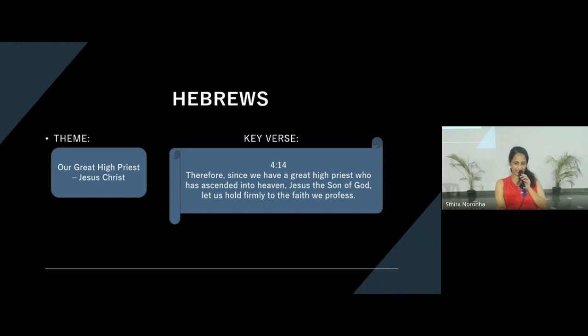Okay, so some key words here that we see throughout the book of Hebrews is the great high priest. Jesus is the great high priest. Jesus has ascended into heaven. Jesus, the Son of God. And hold firmly to the faith. So four important things that this verse contains that Hebrews talks a lot about.